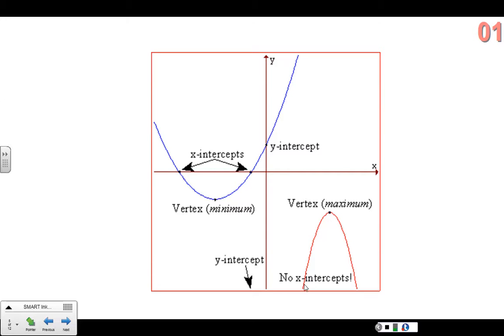This is an example of a parabola that would not have any x-intercepts. Notice it's never going to cross the x-axis. So it has no roots, no zeros. Y-intercepts occur where your curve crosses the y-axis. That's where x is 0.